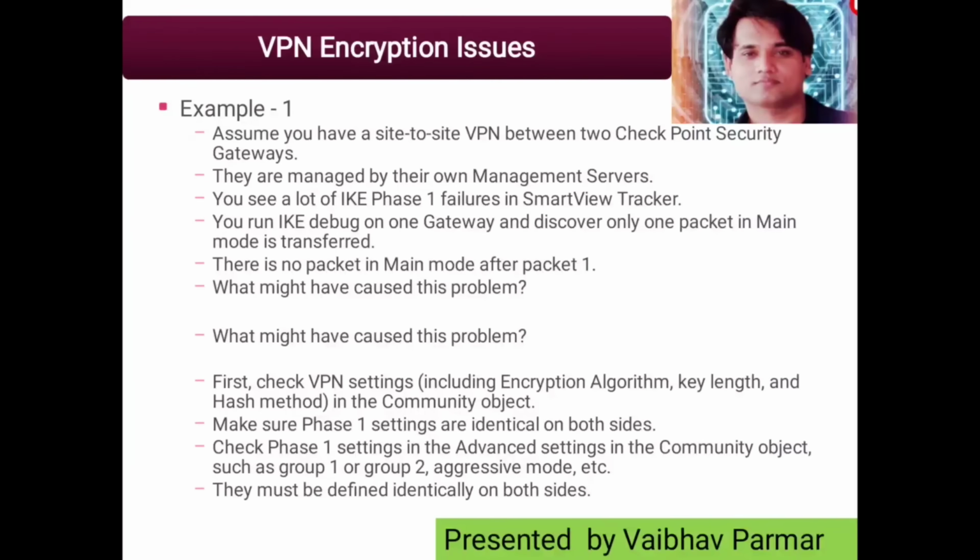First, you need to check VPN settings, including the encryption algorithms, key length, and hash method. In the community object, make sure phase 1 settings are identical on both sides. Also check the phase 1 advanced settings in the community objects, such as group 1 or group 2 or aggressive mode. What we have selected must be identical on both sides. Checking these basic settings, you will get some idea, and I think the first packet will get through once everything is good.